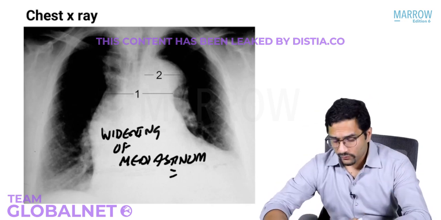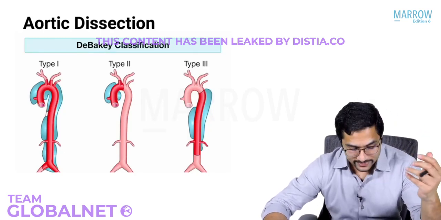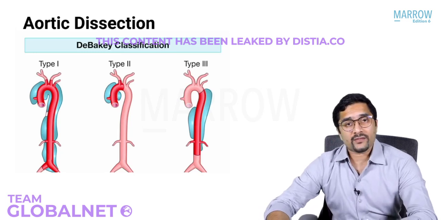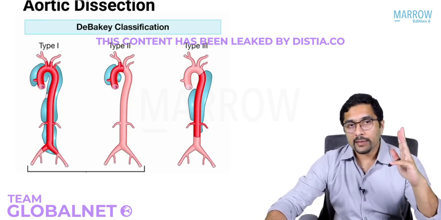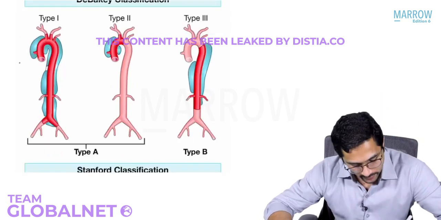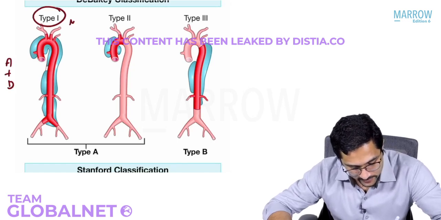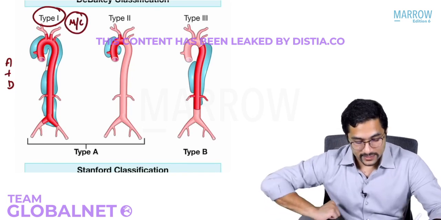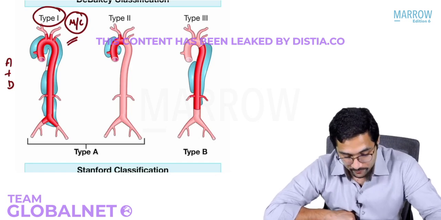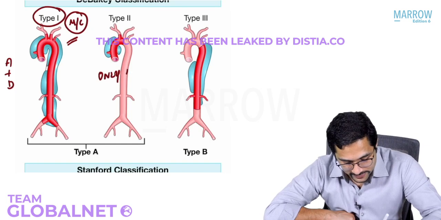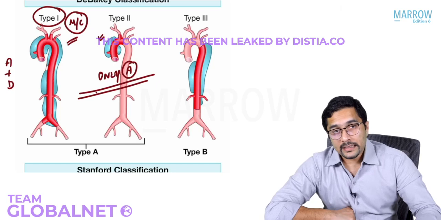Now, based on the CT angio findings, there are two types of classifications for aortic dissections. You have the DeBakey classification and you have the Stanford's classification. According to the DeBakey classification, there are three types. Type 1 involves the ascending plus descending thoracic aorta, and it is the most common type. Type 2 is when only the ascending thoracic aorta is involved.